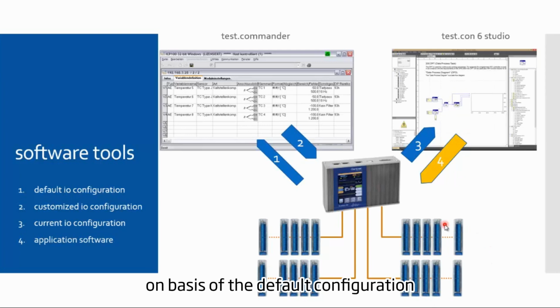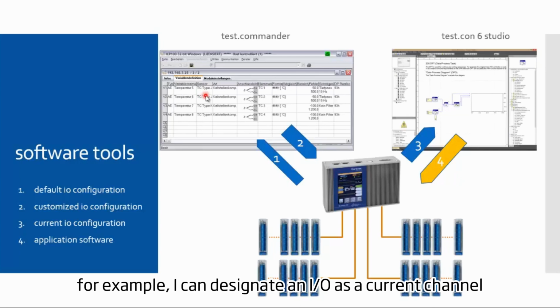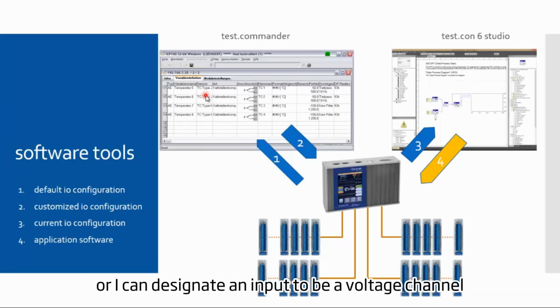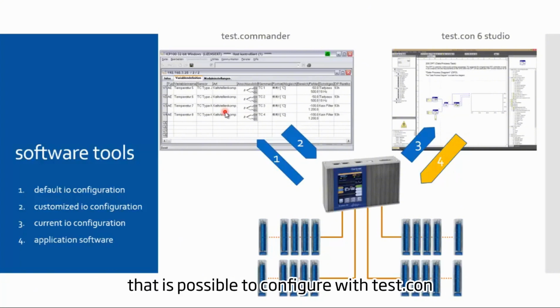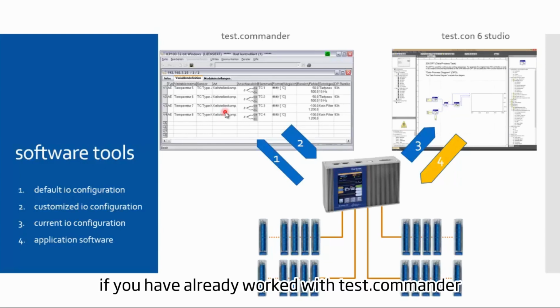On basis of the default configuration, I can adapt my own configuration to my needs. For example, I can designate an I/O as a current channel, or I can designate an input to be a voltage channel. Or if I want to work with 4 to 20 ampere at some point, that's possible to configure with test.con. And you can also assign variable names, etc. You'll probably know that if you have already worked with Test Commander.